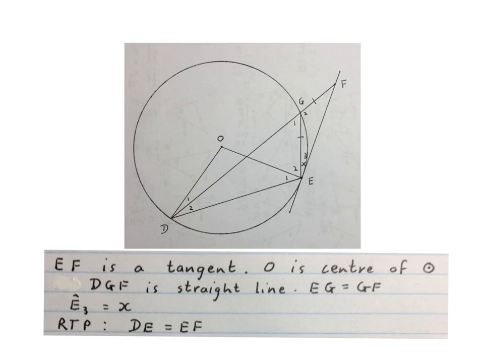The last problem of this video, they gave us this sketch and they wrote EF is a tangent. So we have a tangent coming down there. Then they said O is the center of the circle. That is the point over there. Then they said DGF, the blue line, is a straight line. And they said that EG is equal to GF. So those two lines are equal.